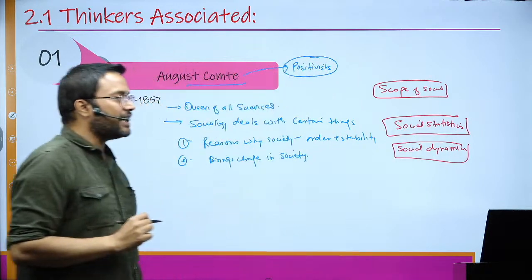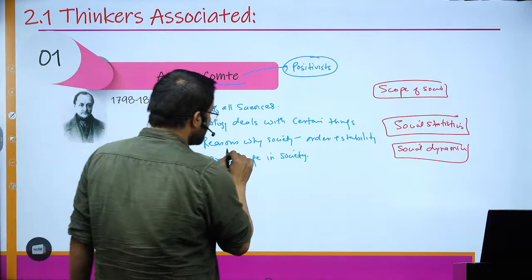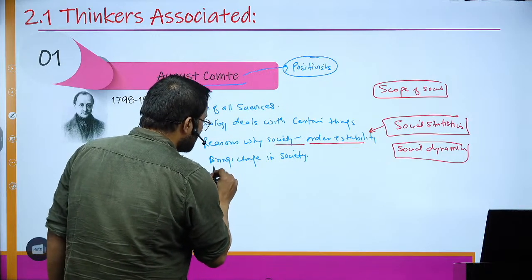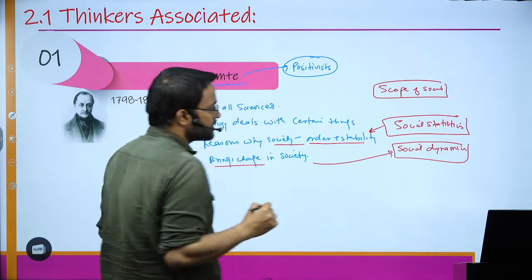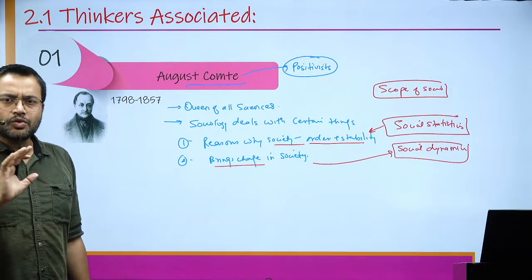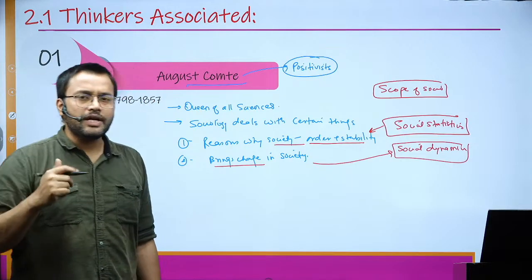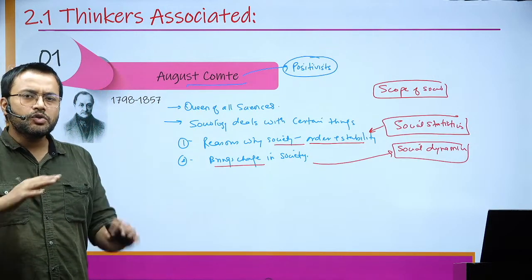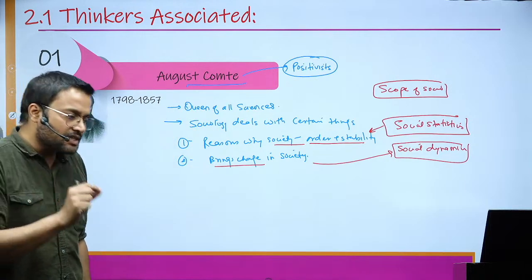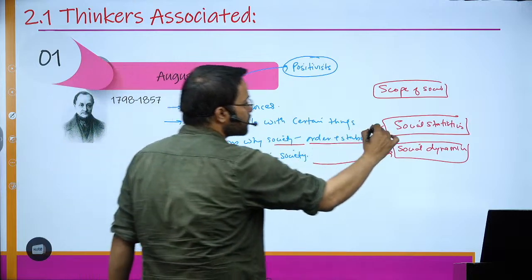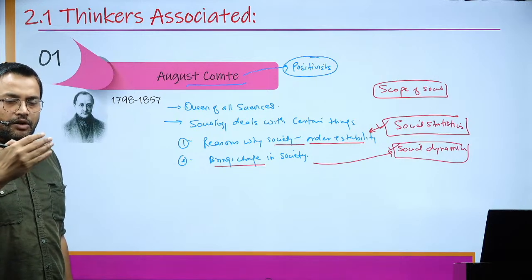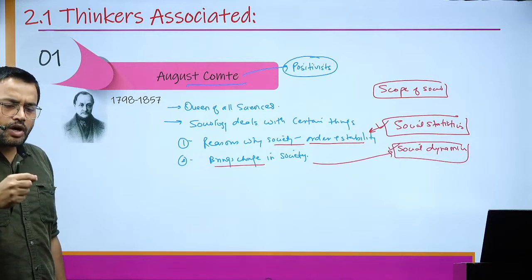In two words, he defined the scope of sociology. The reason why society is able to maintain order and stability is called social statics, and why it brings change is called social dynamics. Just imagine a society. Society is able to sustain, and yet small changes keep on happening. So everything concerning society now comes under the domain of sociology, if you talk about social statics and social dynamics.